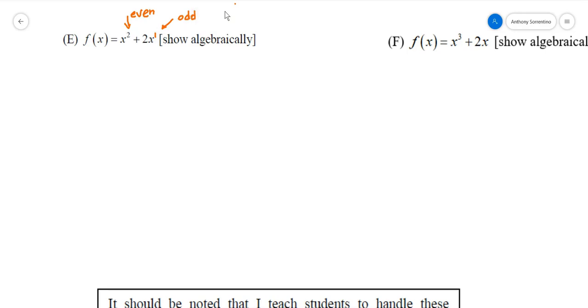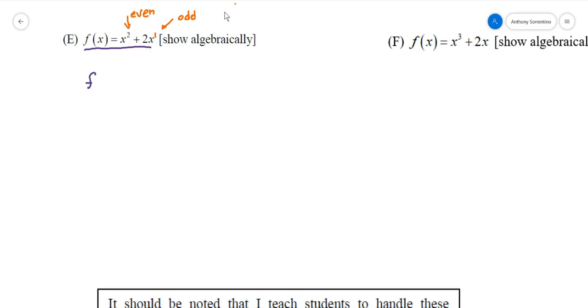So by the shortcut that we defined, since it's not only evens and it's not only odd powers I have here, I would expect this to be neither. Okay, but again, that is not any kind of definitive proof. So what I need to do is first acknowledge what f of x is.